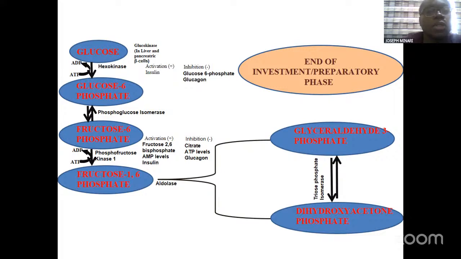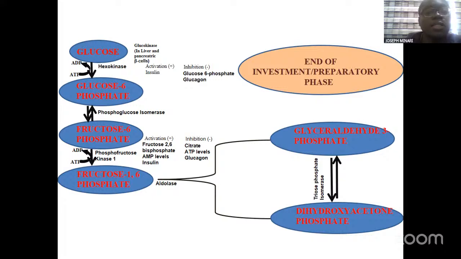Okay, so the glucose gets broken down to glucose 6-phosphate, to fructose 6-phosphate, to fructose 1,6-bisphosphate, and then fructose 1,6-bisphosphate is broken down to both glyceraldehyde 3-phosphate and dihydroxyacetone phosphate.